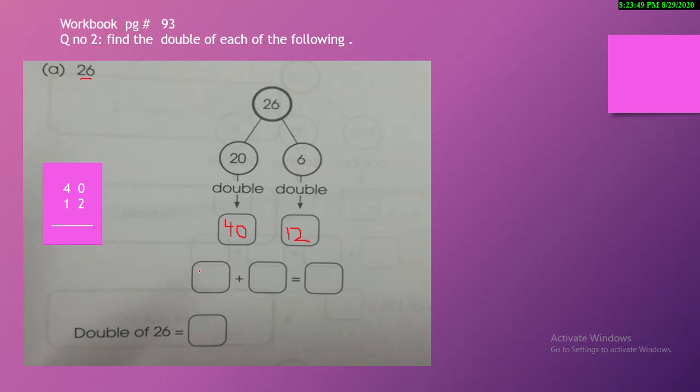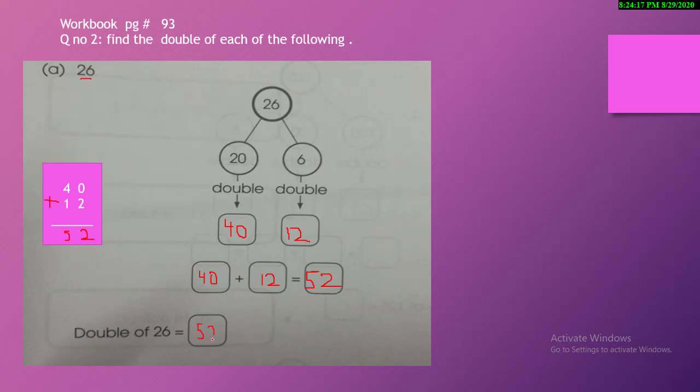So after making the double of 20 and 6, you can do it simply. So you will write down the numbers over here: 40 plus 12, and our work is very easy. You just do a simple rough work by adding them. 0 plus 2, the answer is 2. And 4 plus 1, the answer is 5. So see, our answer is so simple, that is 52. So the double of 26 is 52.